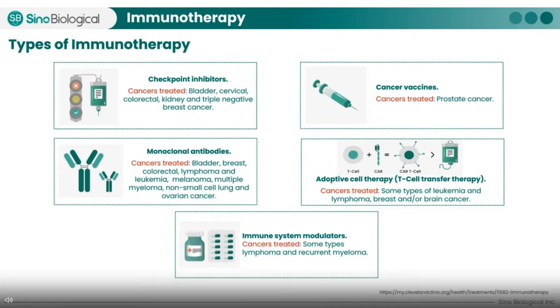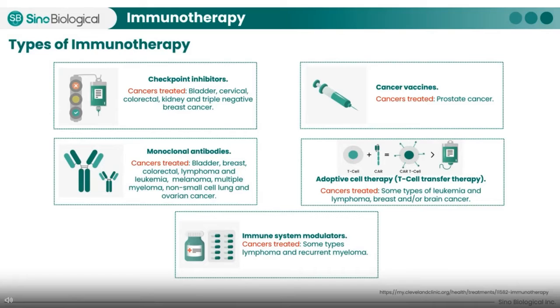Then there are monoclonal antibodies. These lab-made antibodies attack parts of the cancer cells and can also target cancer cells for special delivery of drugs, toxins, or radioactive material that can kill the cancer cells. Another very important type of immunotherapy is the adoptive cell therapy, also called T-cell transfer therapy. This treatment improves the immune system's ability to destroy cancer cells. Healthcare providers take a person's own immune cells and grow them in a laboratory. Once the cells have grown, they are injected back into the body so that they can kill the cancer cells.